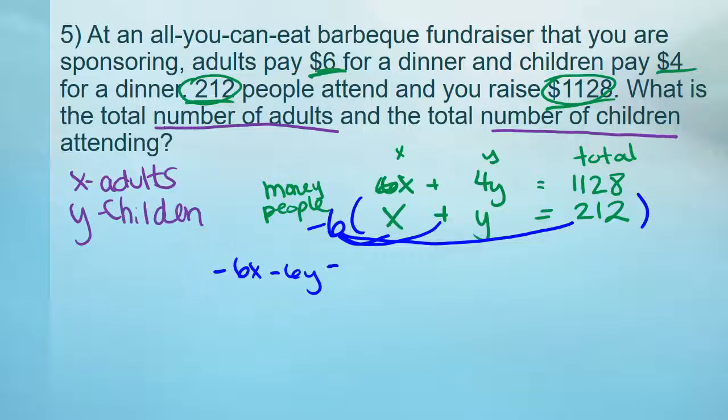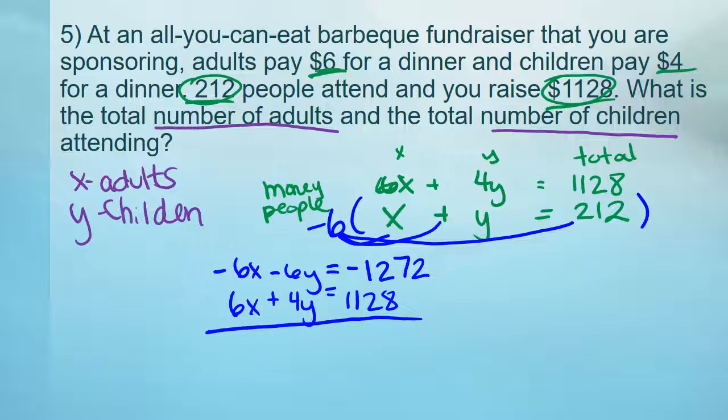Get your calculators out. We're definitely going to have a negative number. And 6 times 212 is 1,272. We need to bring down our first equation so that everything's lined up. So we can do old school adding. -6 plus 6 cancels, as it should. That was my goal. -6 plus 4 is -2y.